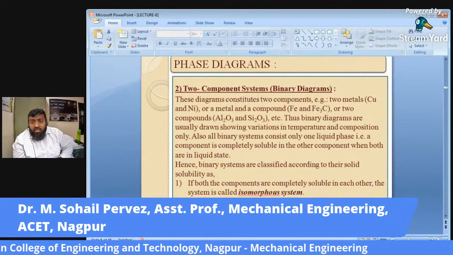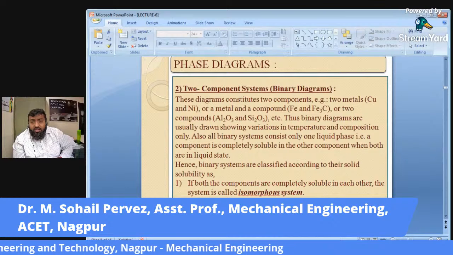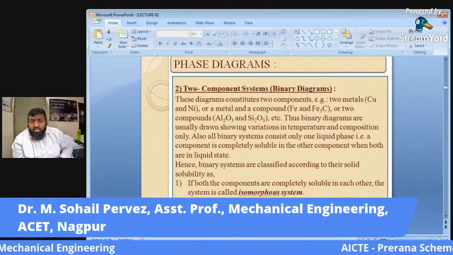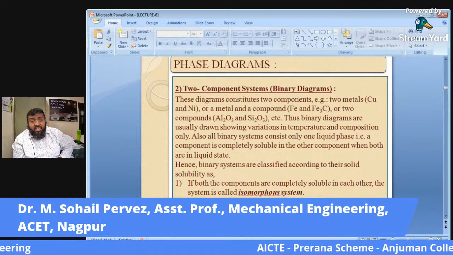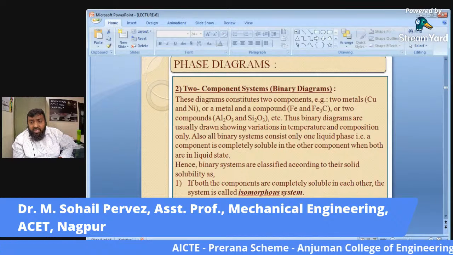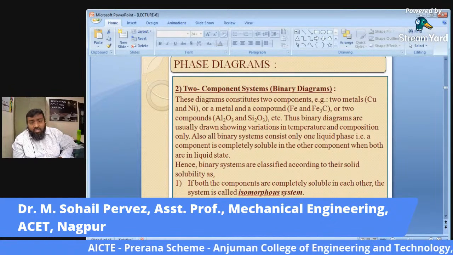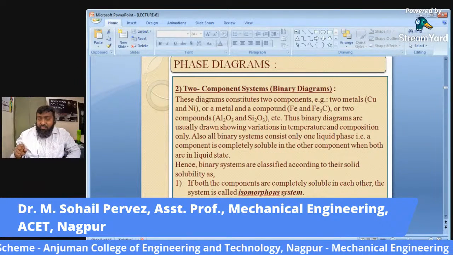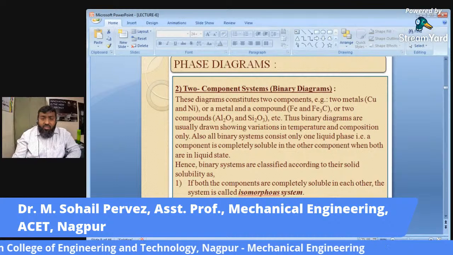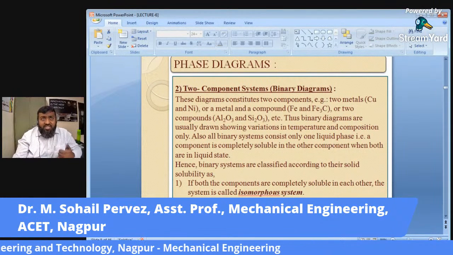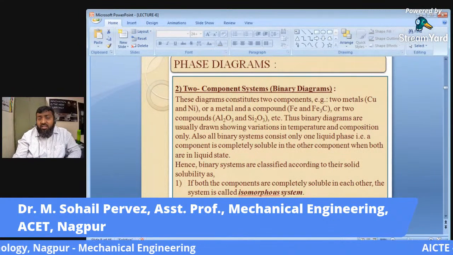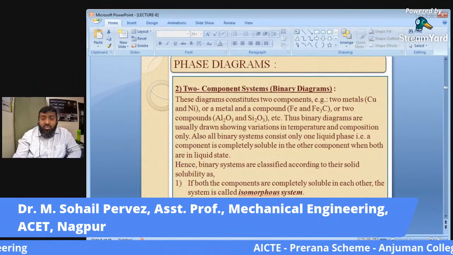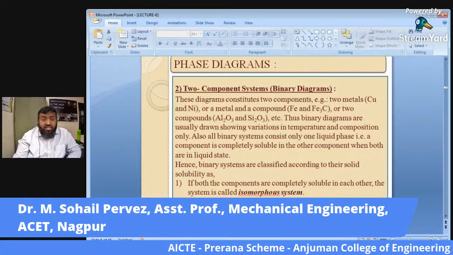Here are two compounds, aluminium and silicon, all the oxides. So binary diagrams are usually drawn showing variations in temperature and composition only. Now when we say binary, one classification is that the components are completely soluble in each other in both solid and liquid state.